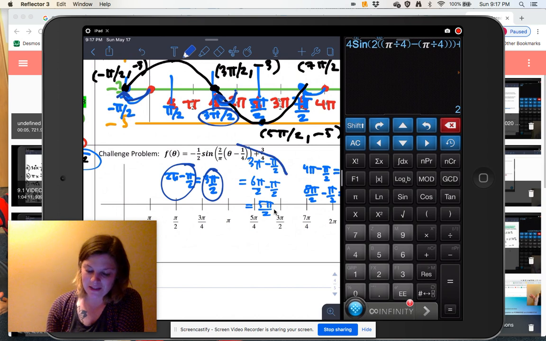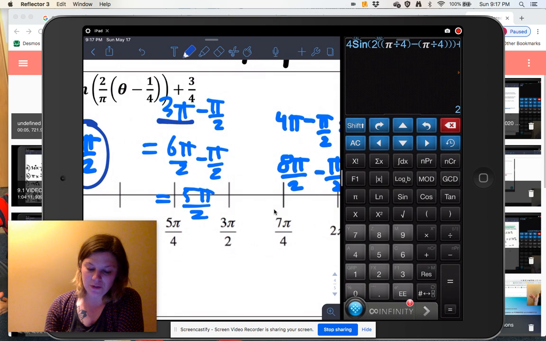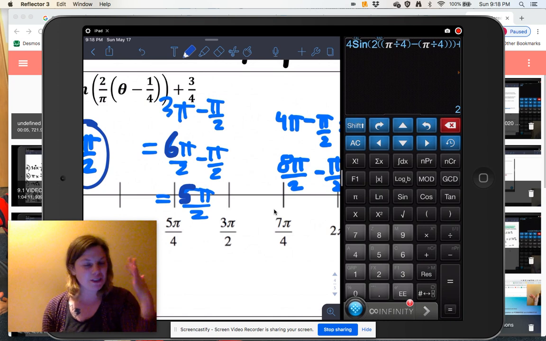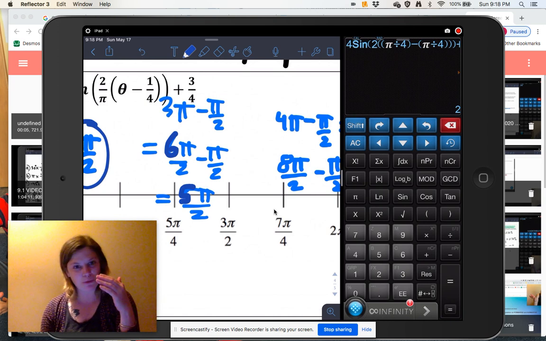And then another example here would be this 3 pi over 2. I had to shift it to the left, pi over 2. So I had to subtract pi over 2. So then I had to change the denominator so that I could subtract a pi and get 5 pi over 2. Woof. This is doing a lot, you guys. This one was really challenging.